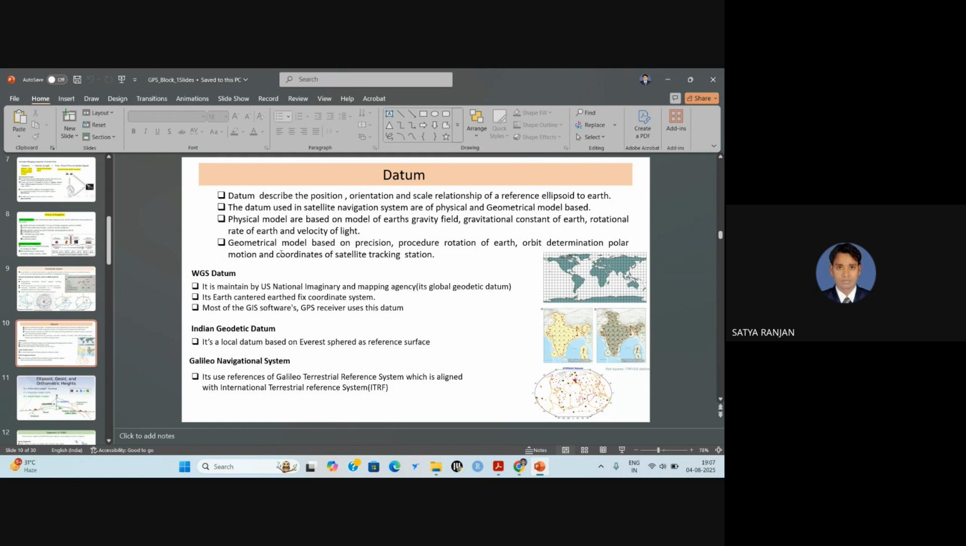Datum describes the position, orientation, and scale relationship of a reference ellipsoid to the Earth.